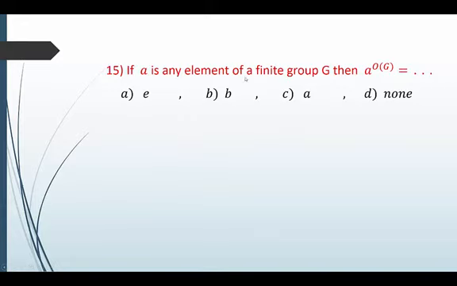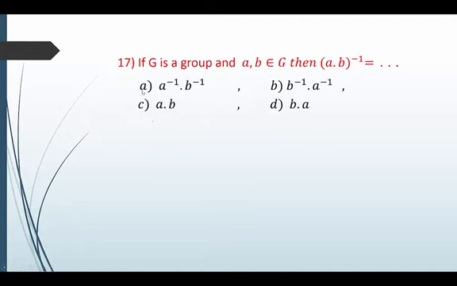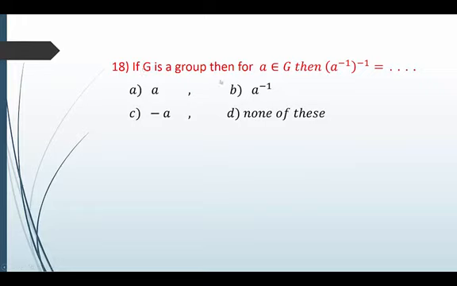15. If a is any element of finite group G, then a raised to order of G is, option A, identity element. 16. If G is an abelian group and a, b belong to G, then (a into b) raised to n equal to a raised to n into b raised to n, option A. 17. If G is a group and a, b belong to G, then (a into b) inverse equal to b inverse a inverse. Answer is B, option b inverse a inverse. 18. If G is a group, then for a belong to G, the inverse of a inverse equal to a, option A.